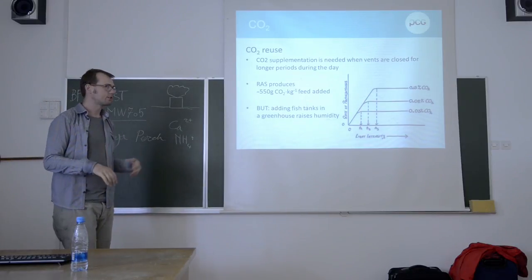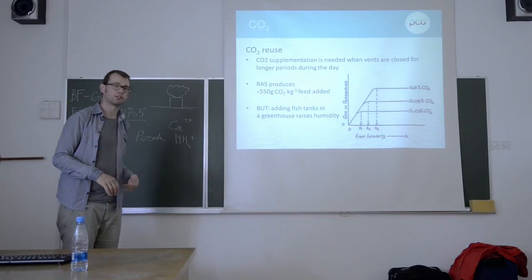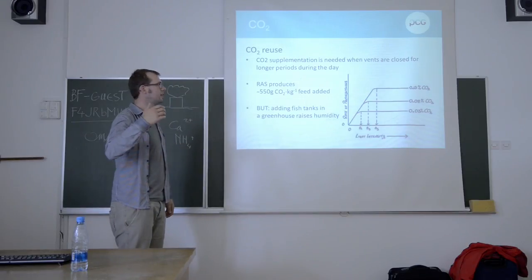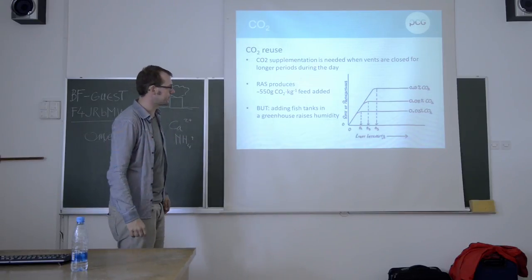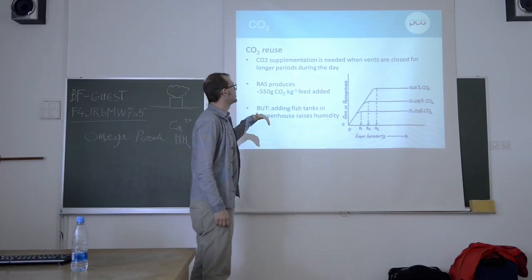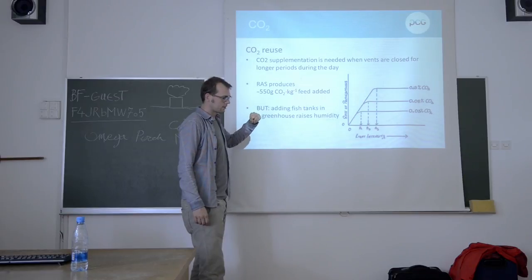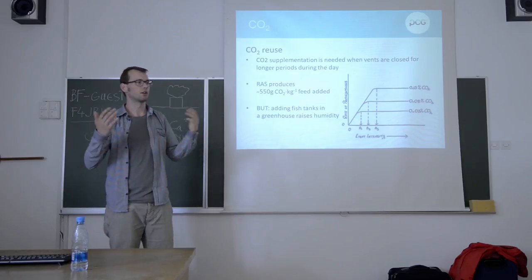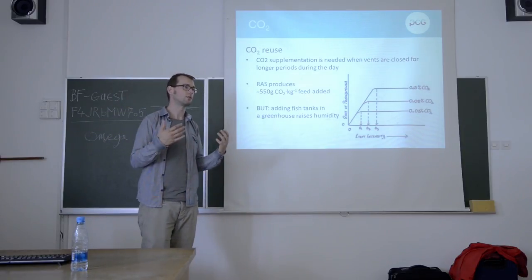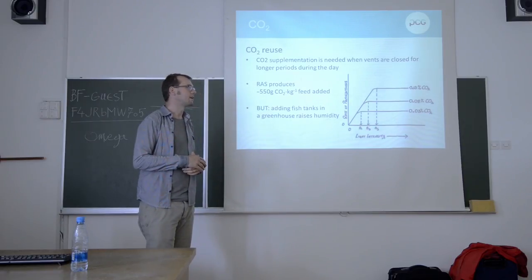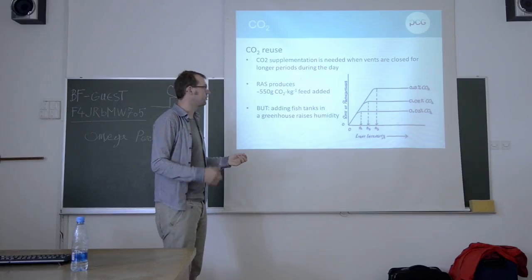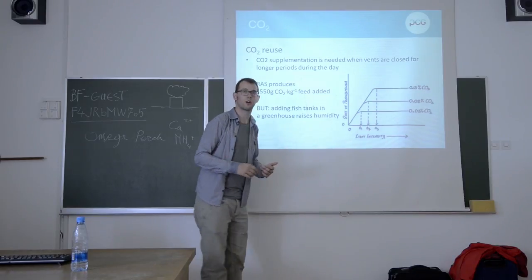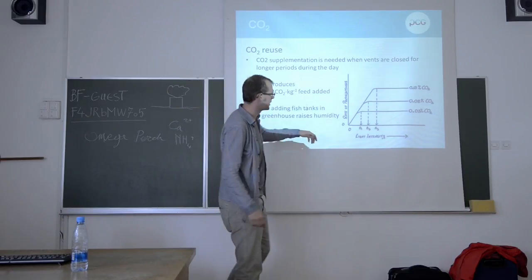For carbon dioxide, I added a slide because sometimes in literature you read about the use of carbon dioxide coming from the fish by the plants for photosynthesis. Definitely in temperate climates, where during a large part of the days the greenhouse vents can be closed to save energy, save the heat, and the plants are doing photosynthesis, they use up most of the carbon dioxide in the greenhouse quite quickly. If you don't have carbon dioxide, your photosynthesis rate goes down.